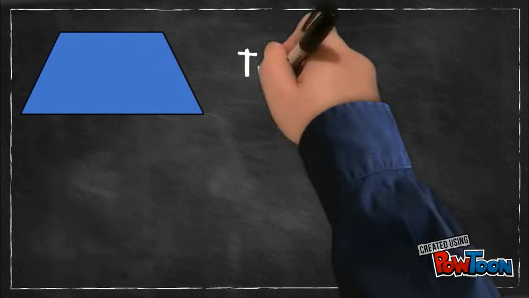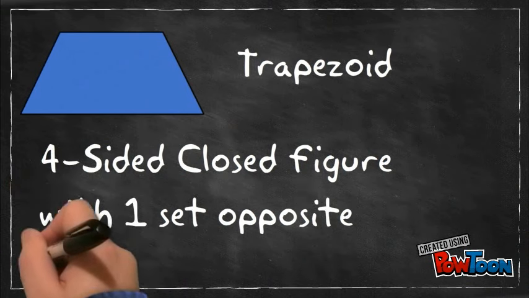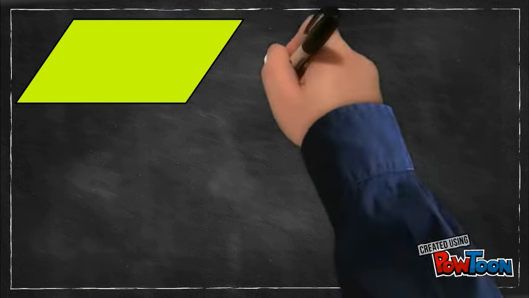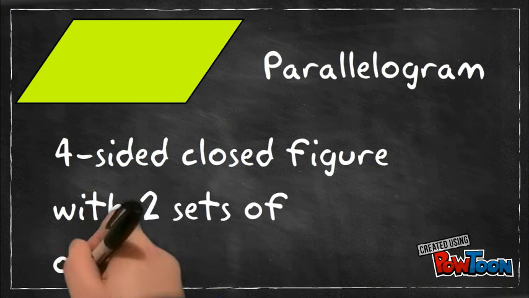For a trapezoid, notice that two of the sides will never be parallel to each other, but one set of sides will always be parallel. Both pairs of opposite sides will always be parallel in a parallelogram. This is easy to remember because the word parallel is in the word.